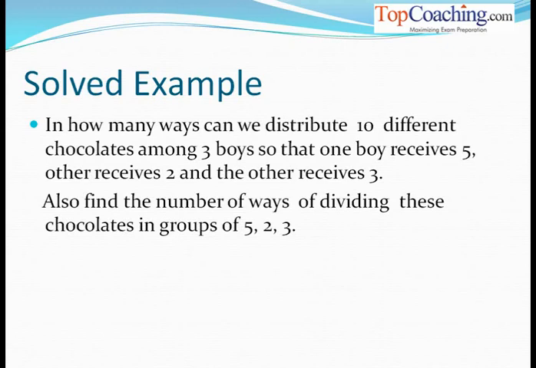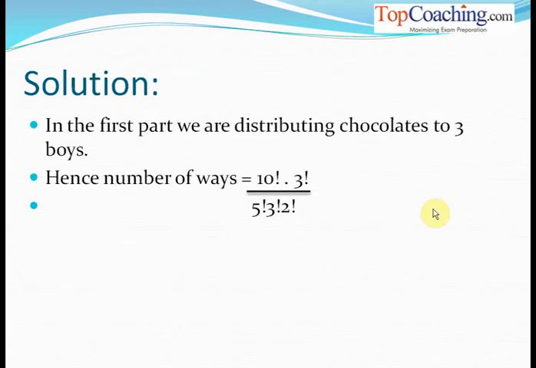Here in the first part, we have to distribute the chocolates to 3 boys. The number of chocolates is equal to 10 and the number of boys is equal to 3. So the arrangement of these groups is very much important. First we divide these chocolates into 3 groups containing 5, 3 and 2 chocolates, and then we arrange them in 3! ways. So the number of ways is equal to 10! divided by 5! into 3! into 2!, whole multiplied by 3!. We have multiplied it with 3! because the arrangement of these groups is very important.